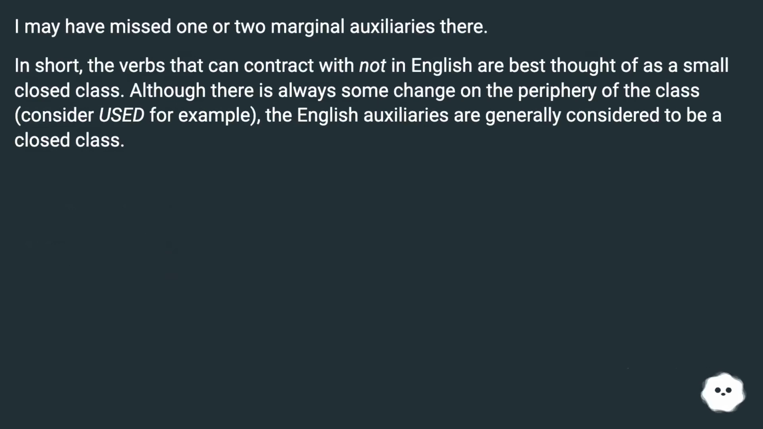In short, the verbs that can contract with "not" in English are best thought of as a small closed class. Although there is always some change on the periphery of the class, consider "used" for example, the English auxiliaries are generally considered to be a closed class.